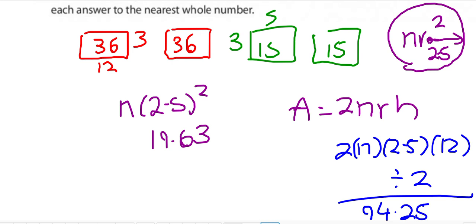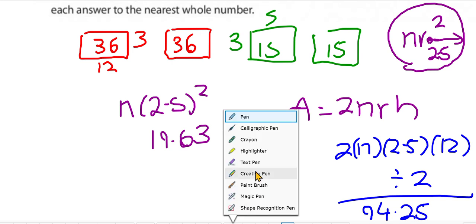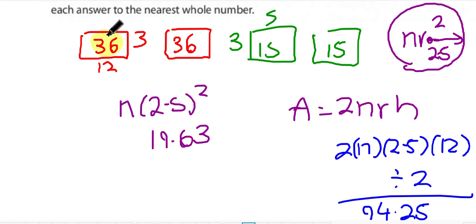Here's what I want you to do now. In your calculators, I want you to do the following. We got to add all this up. Okay? So what I'm looking to do is get my highlighter here. 36, another 36, a 15, another 15, a 19.63, and a 94.25. Need you to add all those sections together to tell me what is the total surface area of this building.